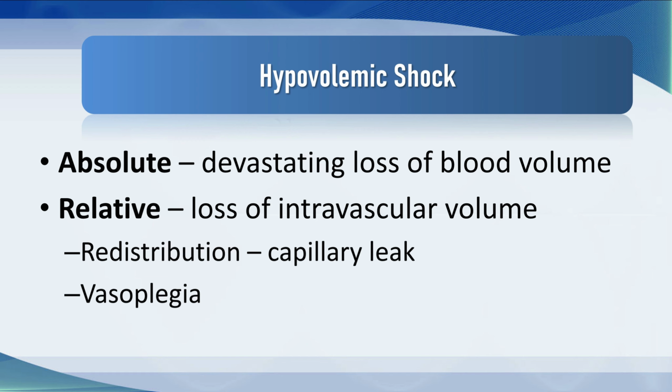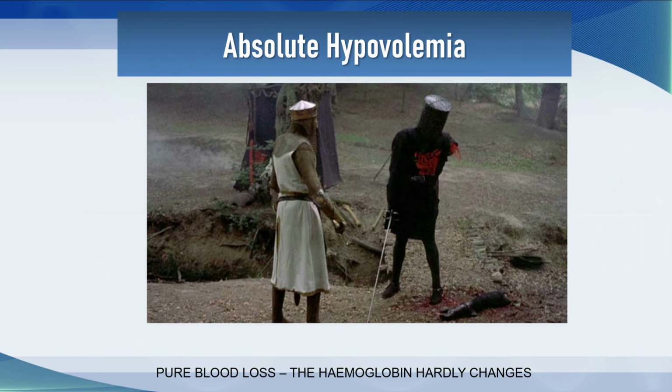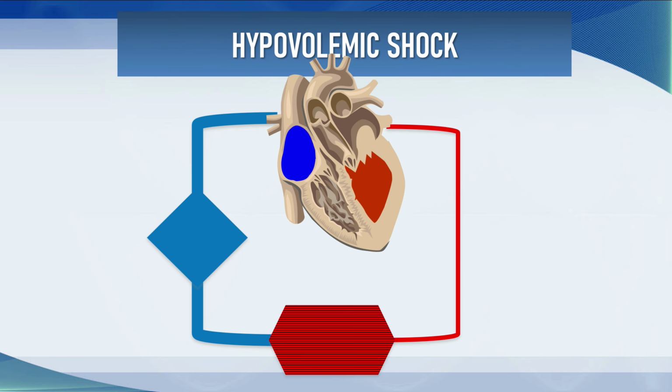And hypovolemic shock can be absolute due to a devastating loss of blood volume, or relative due to redistribution, for example with capillary leak, that fluid extravasates into the interstitium, or vasoplegia, where there is dilatation of the arterioles and venules and the unstressed blood volume increases in size. The key thing to understand though is if there is absolute hypovolemia and there is intense venoconstriction and redistribution of blood from the extremities and from the splanchnic circulation into the systemic circulation, then the hemoglobin may remain normal. And this is what happens in hypovolemic shock.